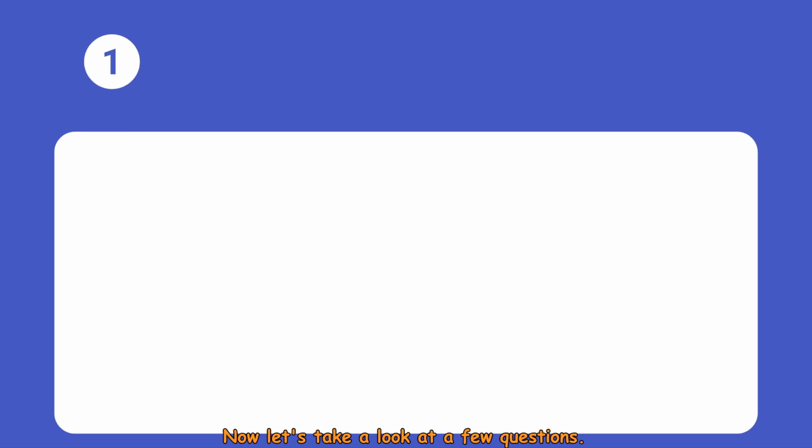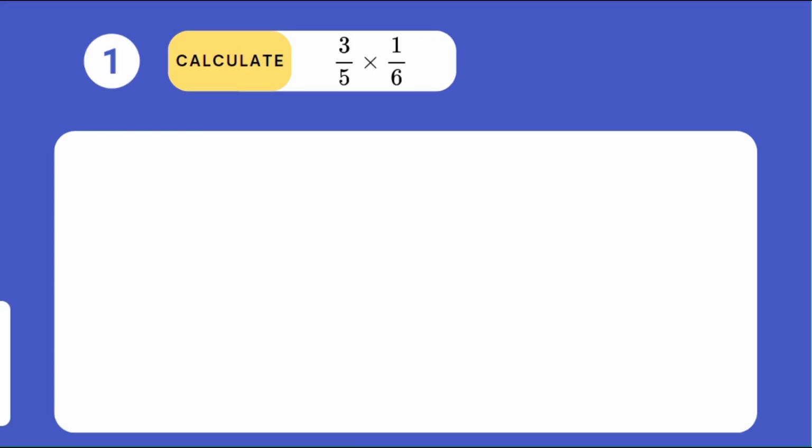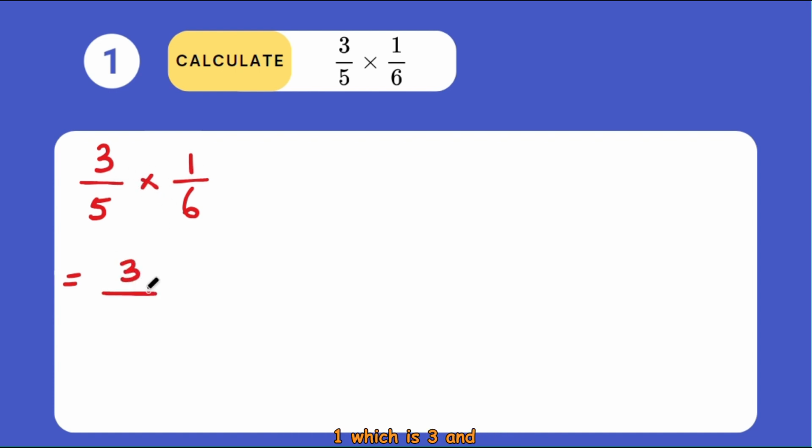Now let's take a look at a few questions. The first one is, calculate 3 over 5 times 1 over 6. So we are going to start off by multiplying both the numerators and the denominators together. The two fractions are 3 over 5 and 1 over 6. We're going to multiply the numerators of both the fractions together. So 3 times 1, which is 3, and 5 times 6, which is 30. So now the fraction is 3 over 30.